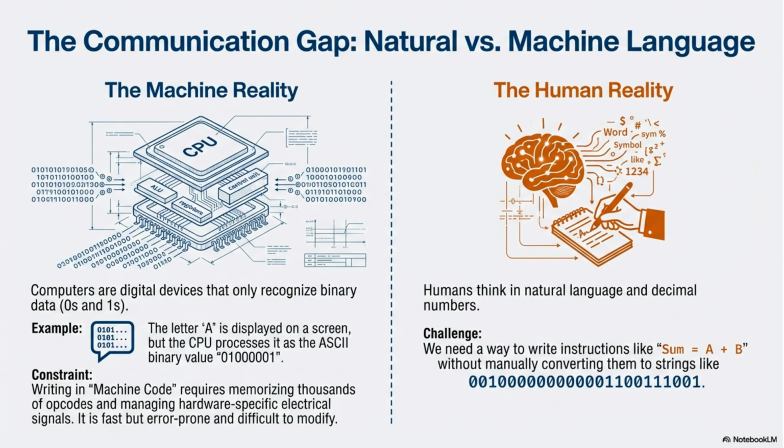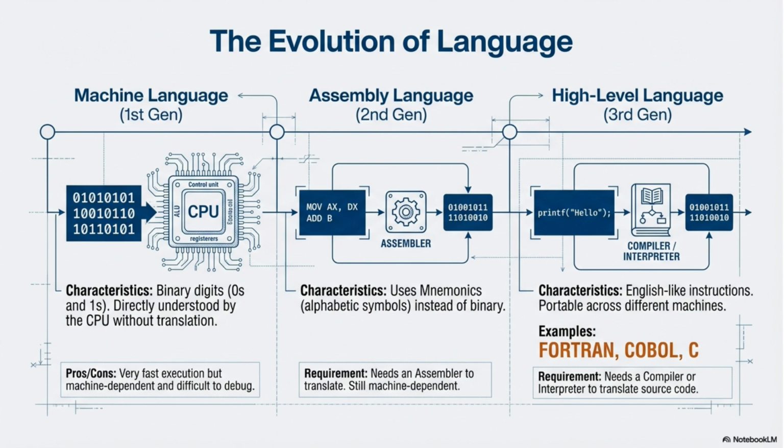The core challenge lies in the communication gap. Humans think in natural language, while machines only understand binary digits, zeros and ones. Using machine code directly is fast but error-prone and requires memorizing thousands of opcodes. This gap led to the evolution of language.